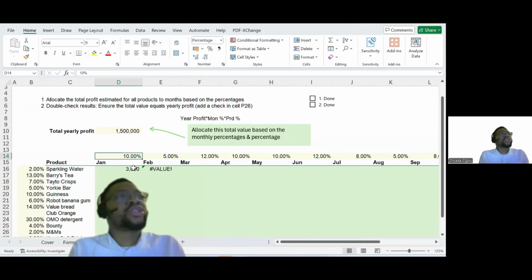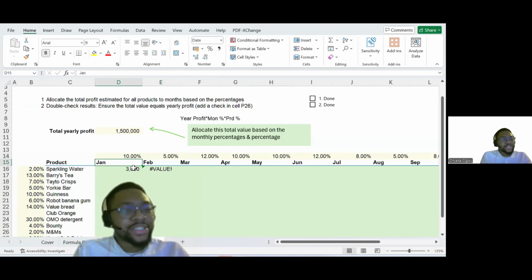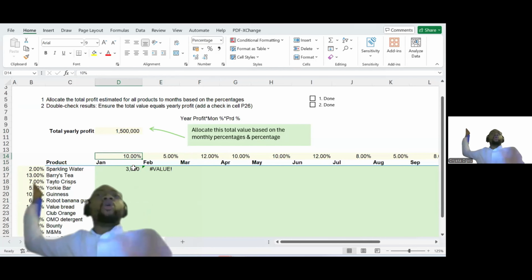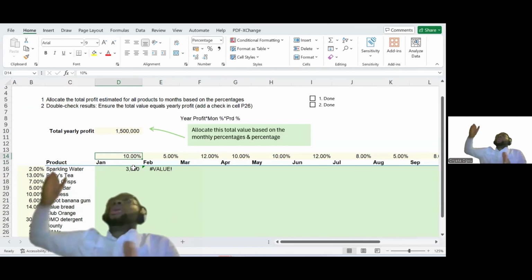So we want it to change rows, but do we want it to go from 14 to 15 to 16? Yes or no? No. So we want it to change only columns. It should not change rows. It should change only columns.